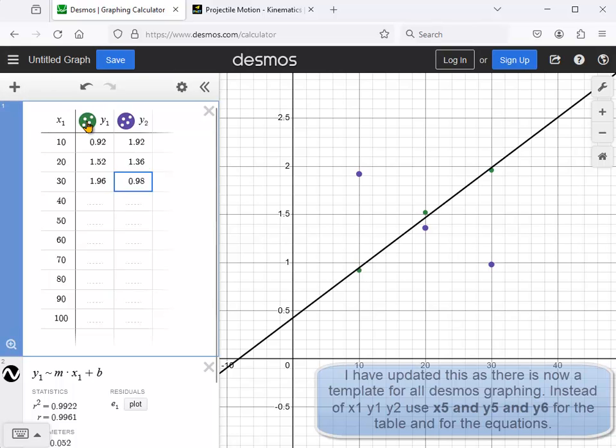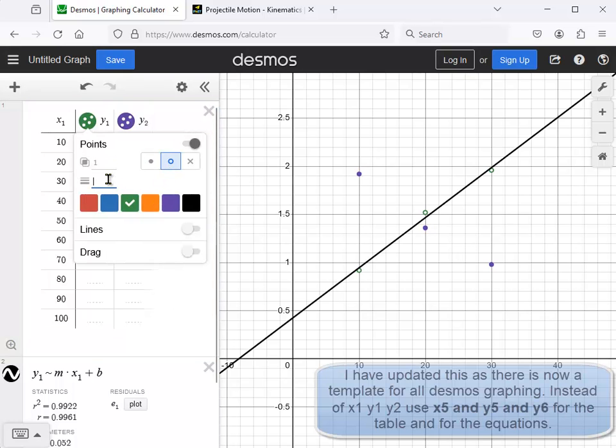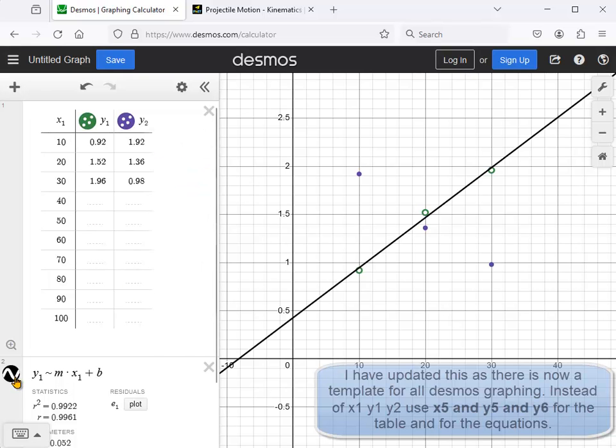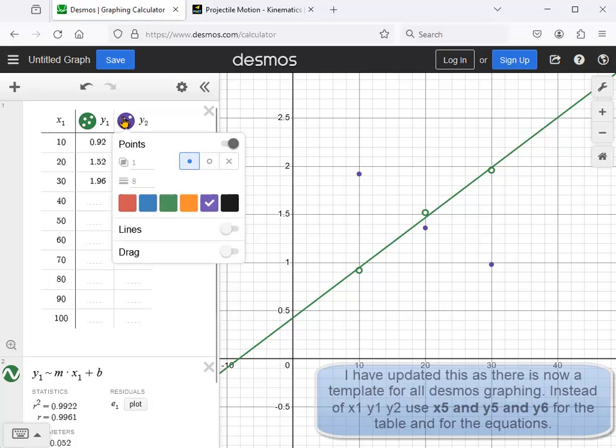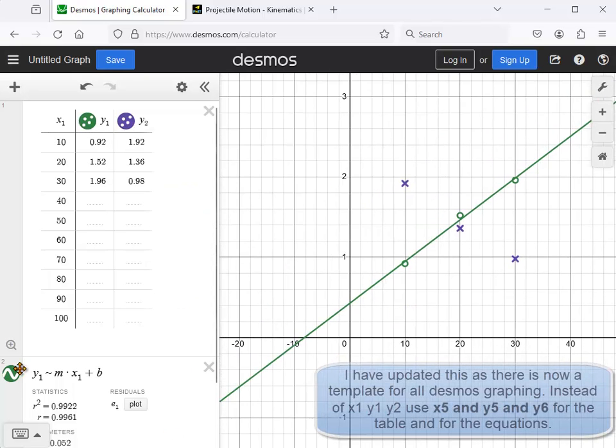Let's see. As usual, I'm going to do something like this. How do I do that? There we go, and make them bigger. And I'm going to change this one here to green. And then this one here, I'm going to make crosses. Them bigger. There we go. And I'm going to turn this one off here for the time being.